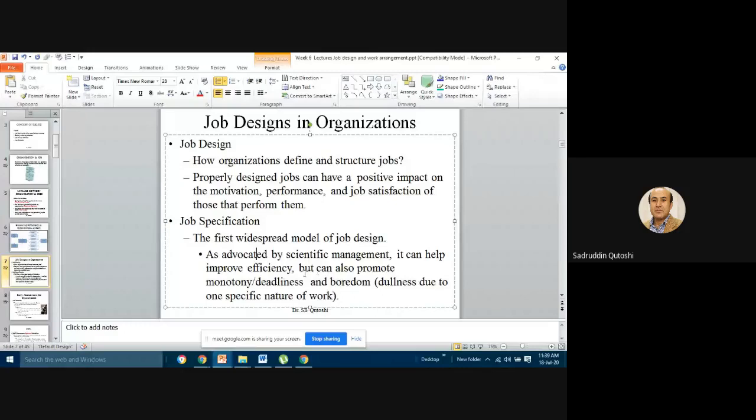But it can also promote monotony, meaning deadness, boredom, and dullness due to one specific nature of the job. So with one specific job specification, on the other side, you can look at how this same one specific nature of the work creates a kind of boredom and dullness in the employees. So that is one of the flip sides of the situation in job specification.